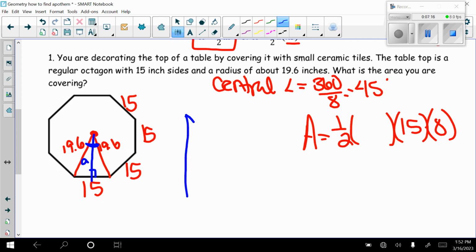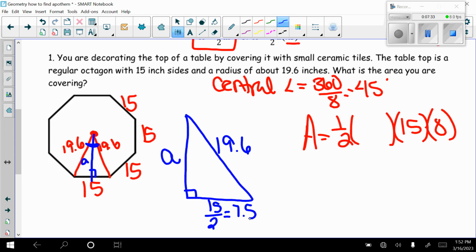We just want half of that isosceles triangle. My hypotenuse is still the 19.6. I'm looking for my apothem. This side is 15 cut in half because we said it always cuts it in half, the height, so that's about 7.5. This angle at the top is going to be the 45 divided by 2, which is 22.5 degrees.